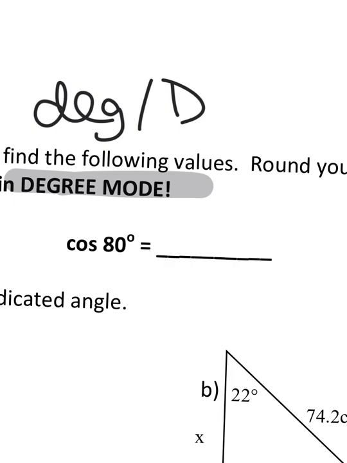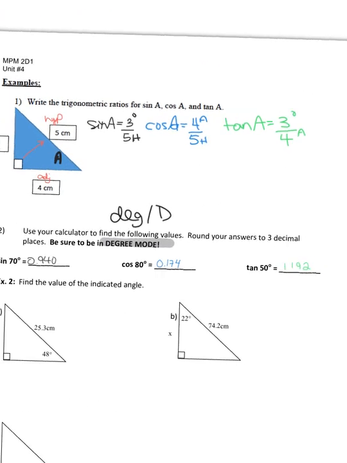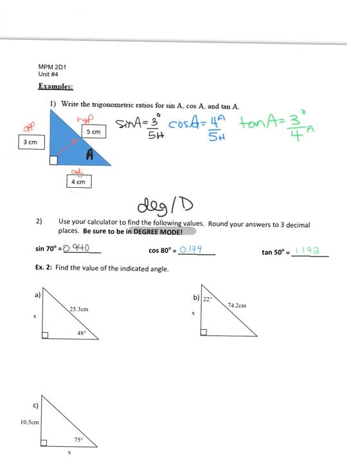So on the next one, we have cos of 80. So I'm going to hit 80 and then cos. And you should be getting a value of 0.1736. Then we're going to come over here and try out tan. So you hit 50 and then tan, or tan 50, depending on the calculator you're using. And you get 1.1917. Okay, so that's how we get the values on our calculator. If you're unsure, make sure you message me.